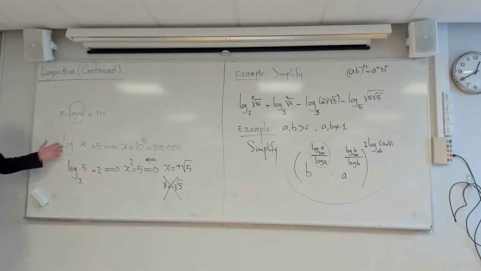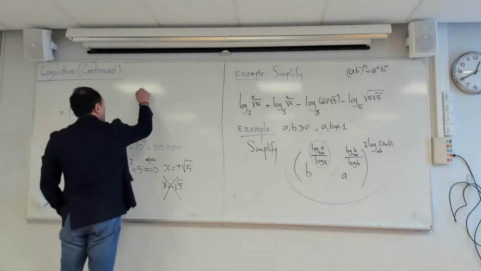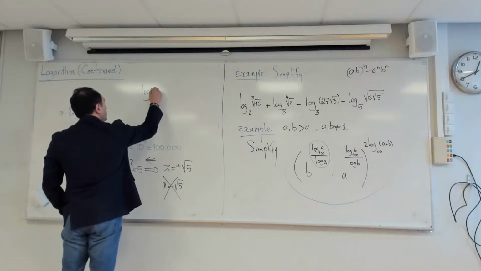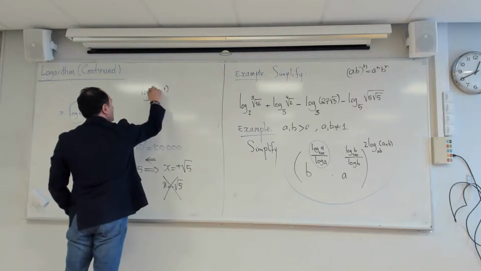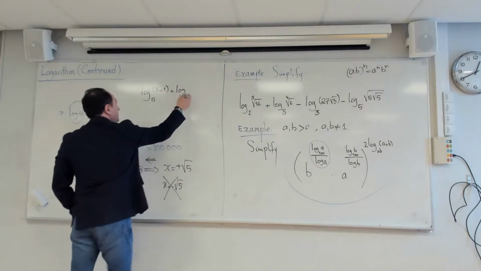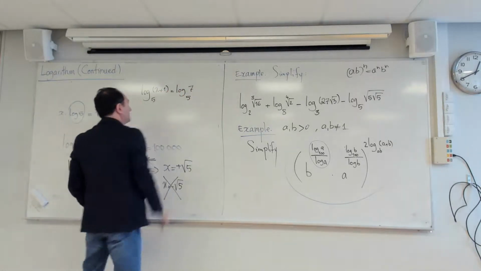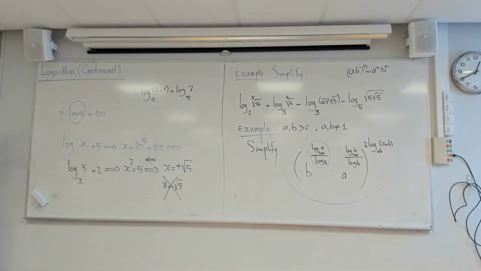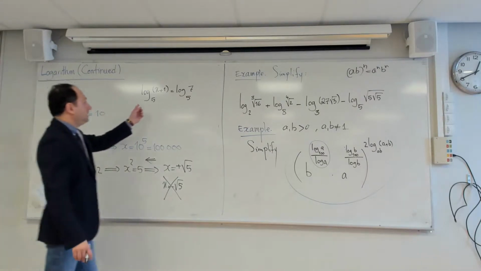But now, another type of logarithmic equation is also possible. Here, I gave you a log equal to a number. What happens if I have two logs equal to each other? For example, log of x plus 1 in base 5 is equal to log of 7 in base 5. Is it a logarithmic equation? Yes, because the unknown appears in front of at least one of the logs. And then I see that two logs are equal.